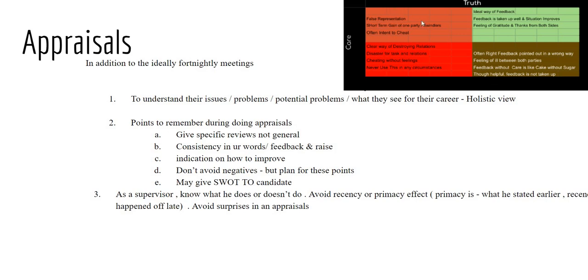And if you see this matrix here, it says truth on the x-axis and care on the y-axis. So basically what this says is the best way is to say the truth, but always with a good amount of care. That's when your feedback would be taken up. If you're saying the truth but not with care, which is one of the most common things I have seen managers do, then the feedback would not be taken up. This would also probably lead to some sort of attrition. It's like giving a piece of cake to someone without sugar. He's not going to enjoy the cake. So always convey your message truthfully and with care as well.